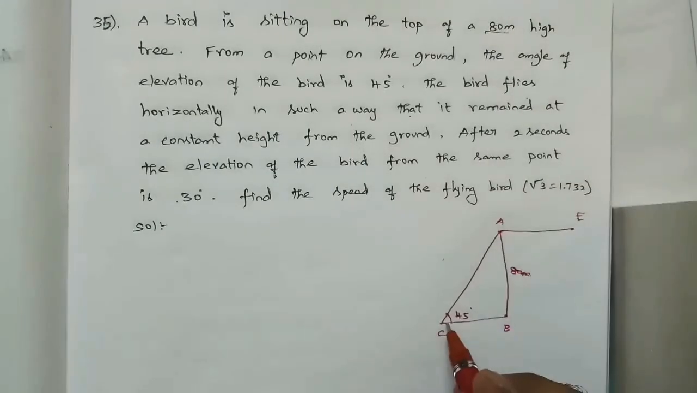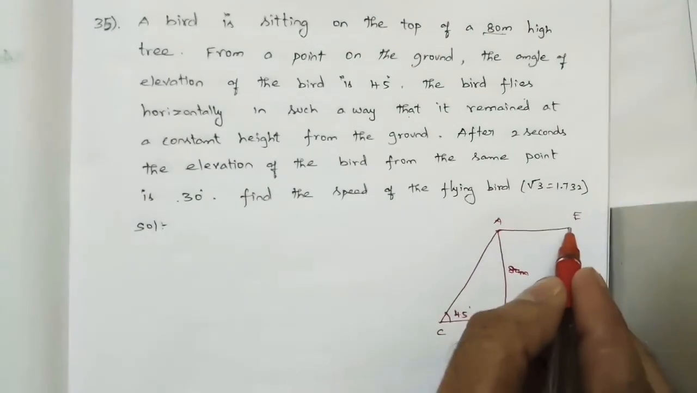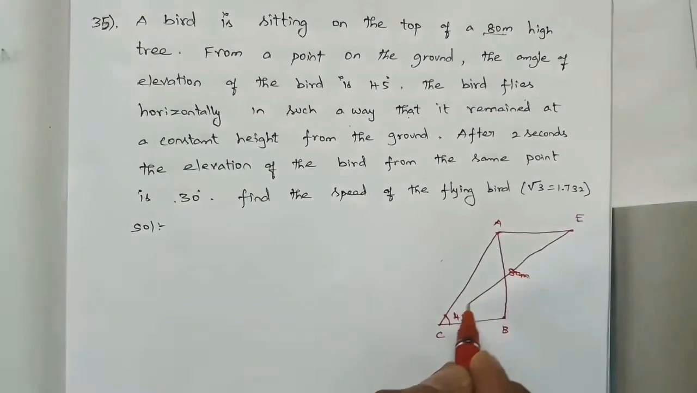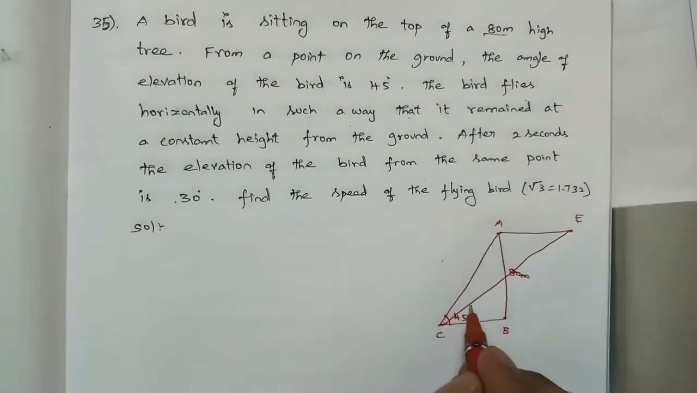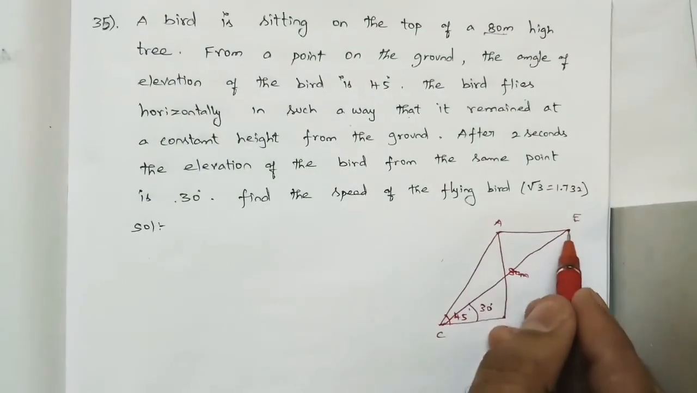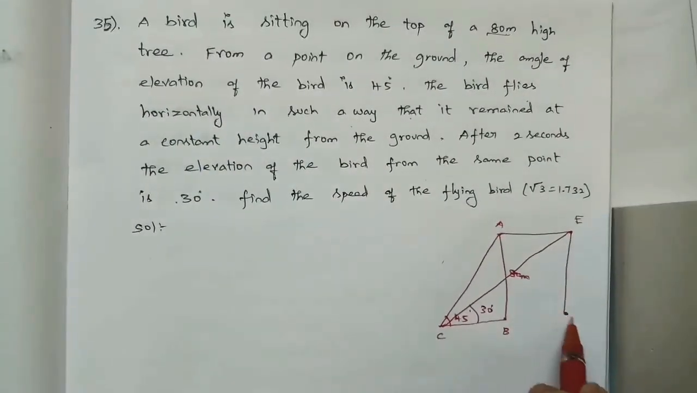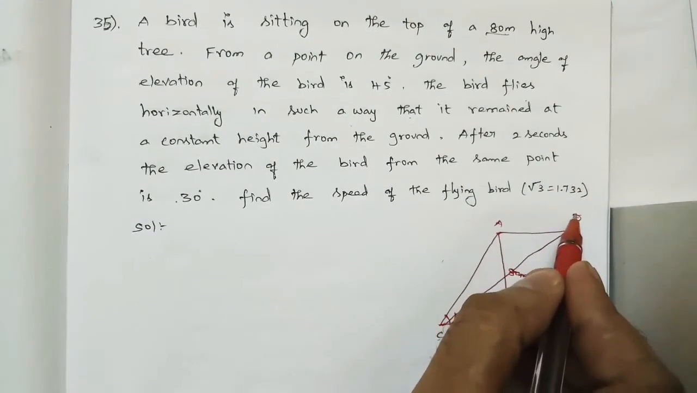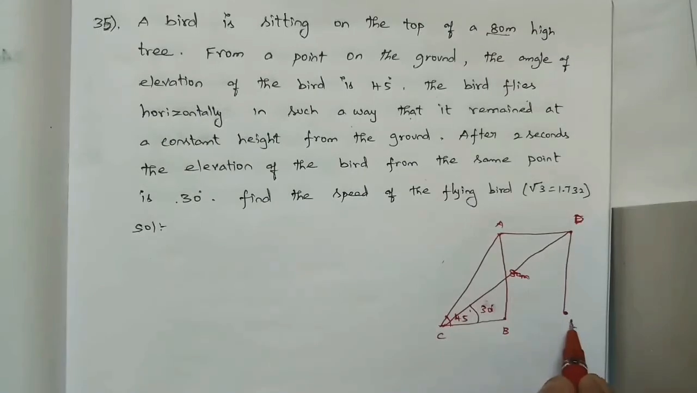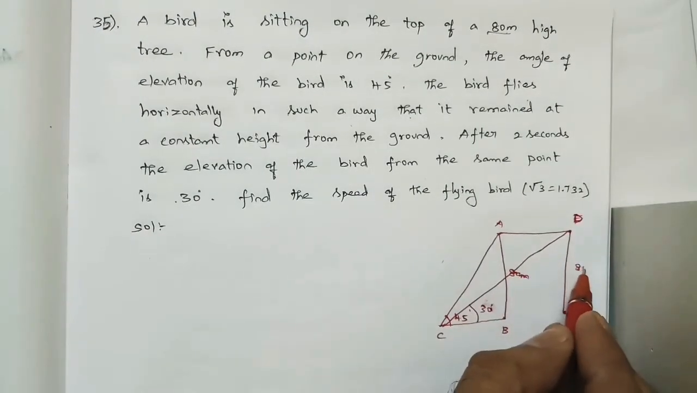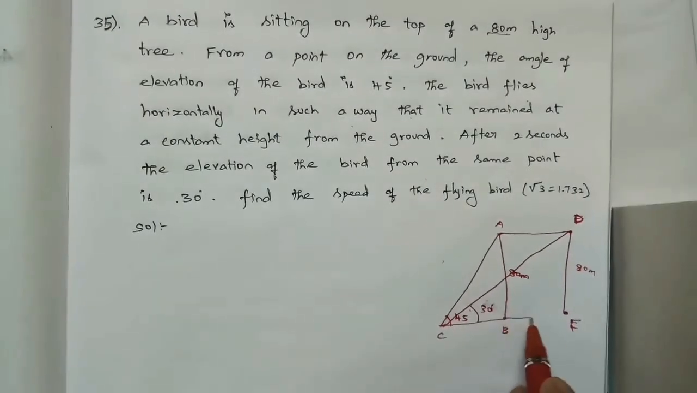What is the angle of elevation after 2 seconds? The angle CE is 30 degrees, right? The same height only, right? I'm just marking ABC, and this point is D. I'm just assuming this as D, and this point is E, right? The height of DE is how much? 80 meters, right? 80 meters.